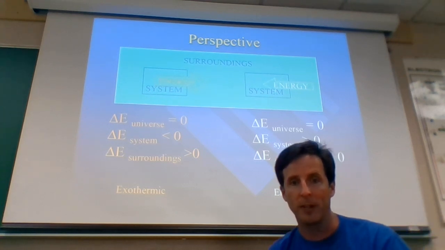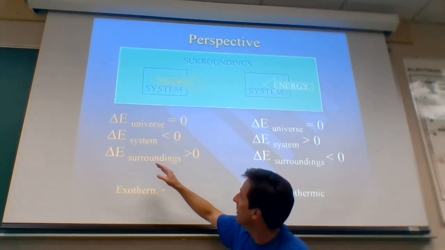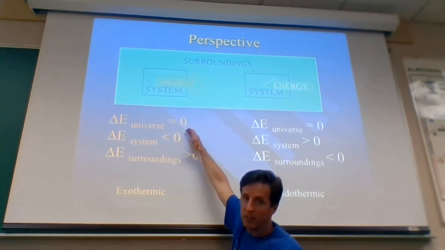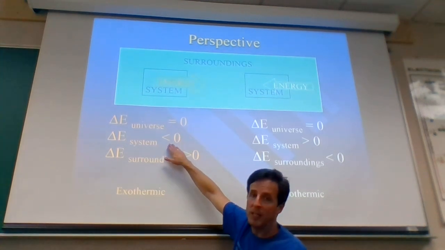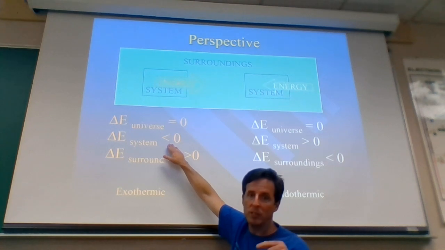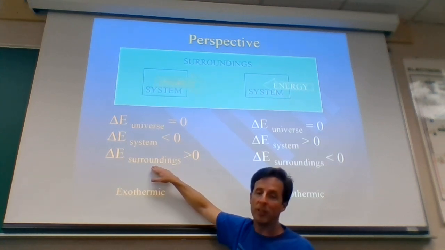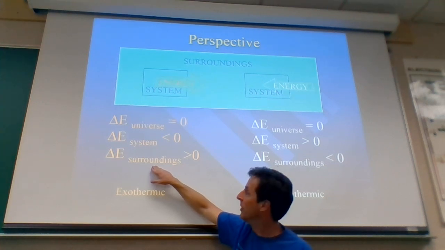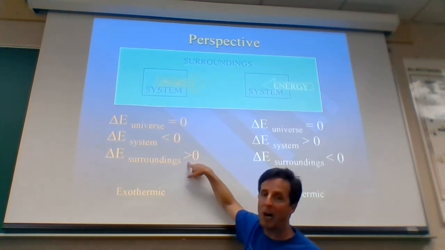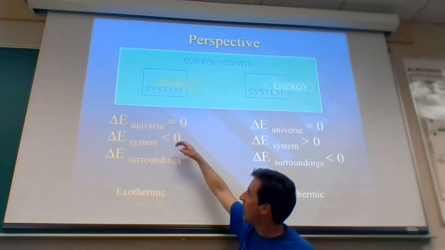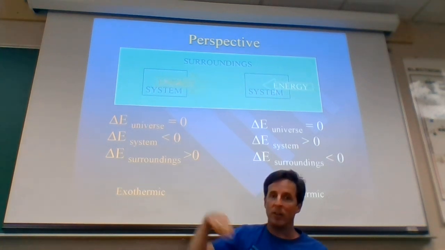That's an exothermic reaction. We could say that the energy of the universe doesn't change, but the energy of the system is going to be negative. The system is losing heat. The heat goes into the surroundings, so the surroundings are gaining heat, so the change in energy of the surroundings is going to be positive. The loss by the system and the gain by the surroundings are equal.